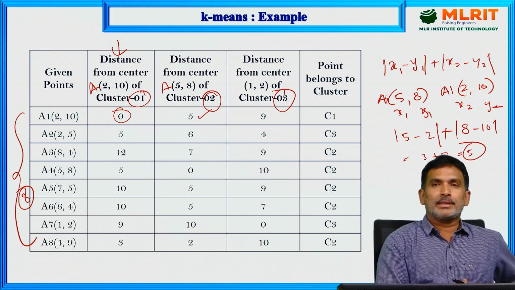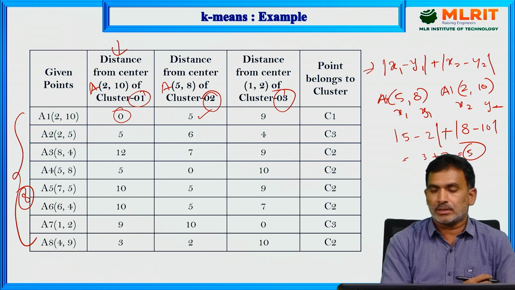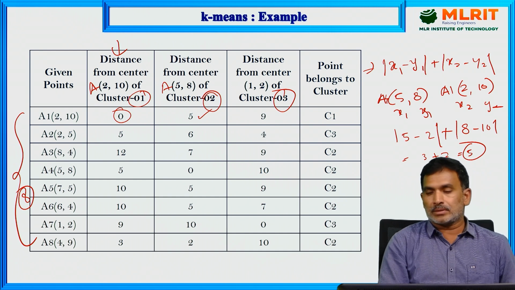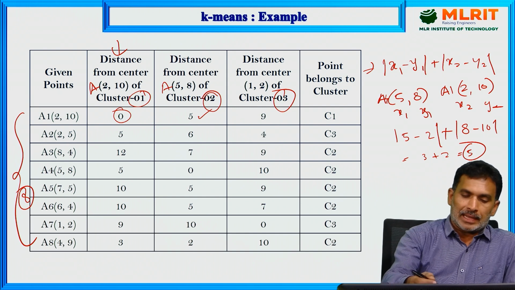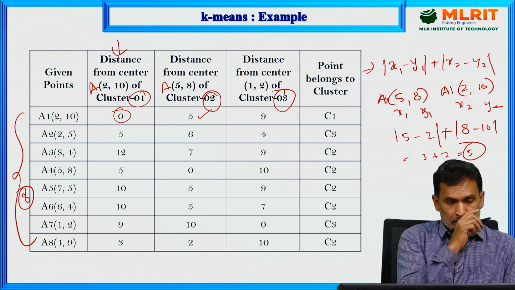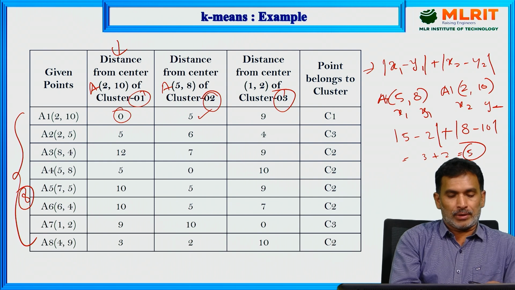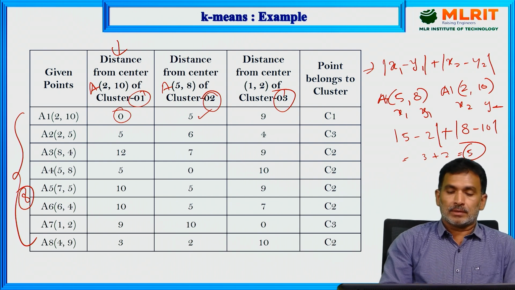So similarly, it is a very simple function, that is the distance function. You can also use a Euclidean distance to calculate the distance between the 2 points. So like this, we can calculate the distance from each center, the cluster head, to the respective data points. So this is the first iteration we calculated.